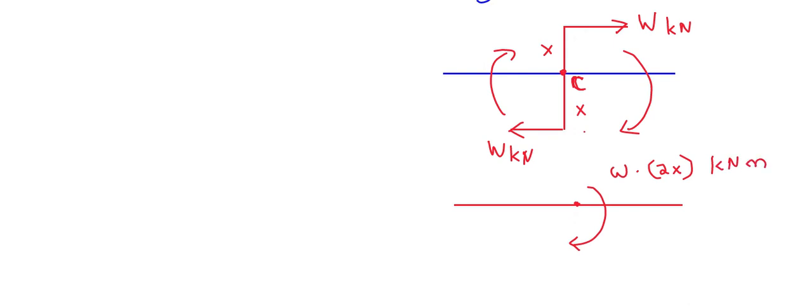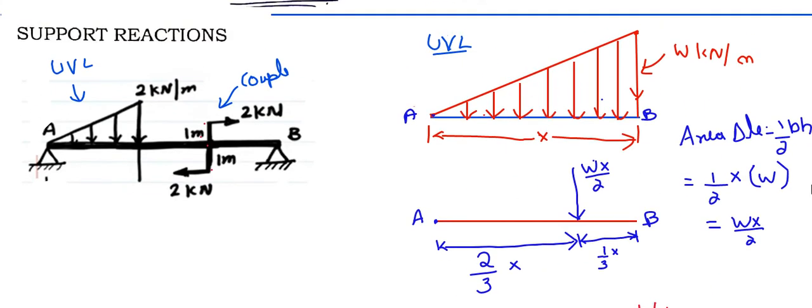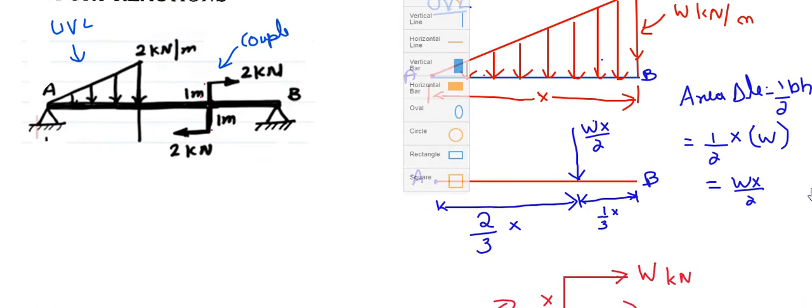So you can convert a couple into a moment acting on the location, by taking the moment of the couple, that is W times the... the force times the distance separating them. So that is 2x, x on top and x on bottom. So the total moment acting on it will be W times 2x.